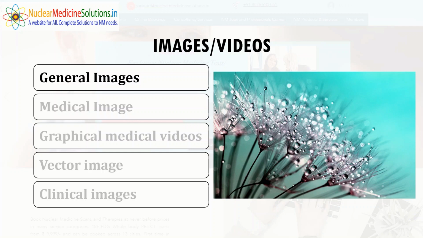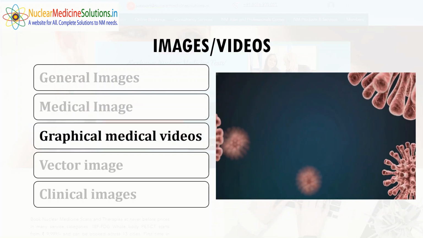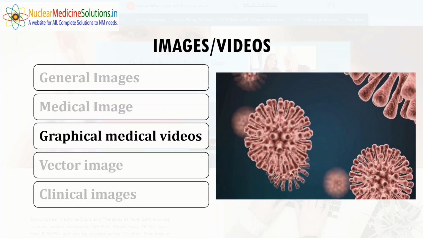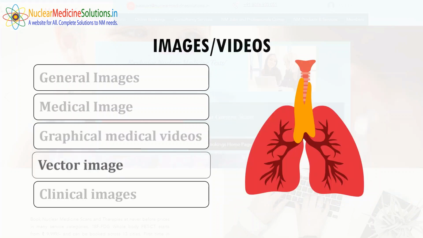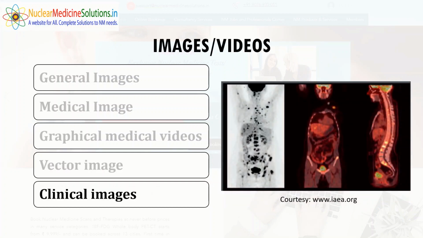The images may be of various kinds, like general images which anyone can use, but which are of course required in our presentations. We also need medical images, graphical medical videos, and vector images. Suppose we wanted to show a pumping heart or a breathing lung. And of course, we should also know from which source we can get clinical images. So let's see one by one.